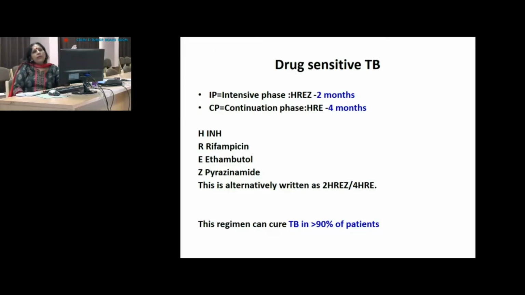Sometimes we will prolong one of the phases, more often the continuation phase, in case at the end of 6 months we see that the patient has not fully got cured. So we can then extend the continuation phase. However, this regimen cures 90% of the patients.